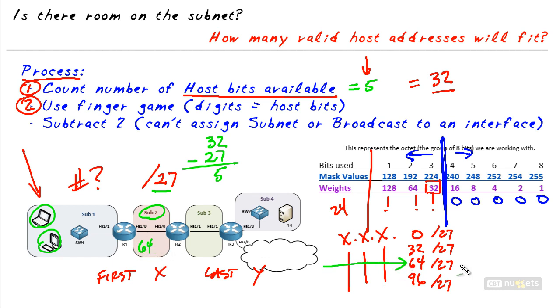So what is the first valid host? Well, Keith, the first valid host is the subnet, as we learned in our course, and it's the subnet plus 1 more. So the first valid host would be 65. Excellent. So that's the first valid host.